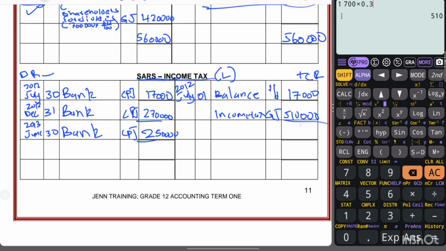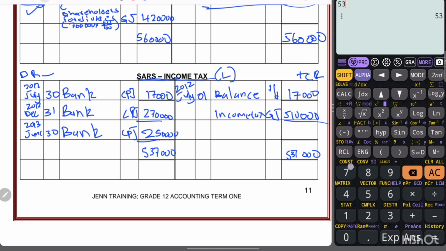How do we check that now? Check the bigger side. Which one is the bigger side? 17 plus 270 plus 250. Okay, obvious, the debit side is the bigger side. It's gonna be 53,000. It's gonna be 7,000. All right, then now you just balance it off.